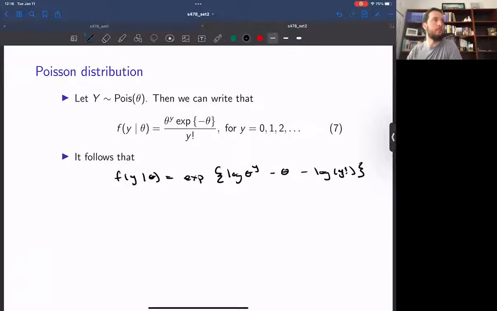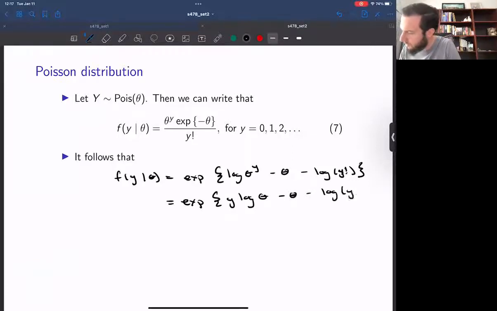Okay. And then from here, we can pretty much see that this particular one is quite easy. So you're going to have y log theta. There's your a of y and your b of theta. Minus theta, so that's one of your additional terms. And then you'll have the log y factorial left over.